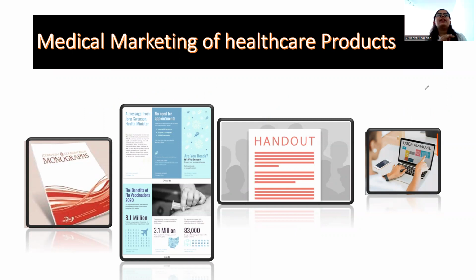How are you going to do it? First thing, here is the monograph. If any drug is coming out into the market, the first very important thing is the monograph, which means the information regarding the drug: what the side effects and adverse effects are, the content of the drug, how it acts, all those things.